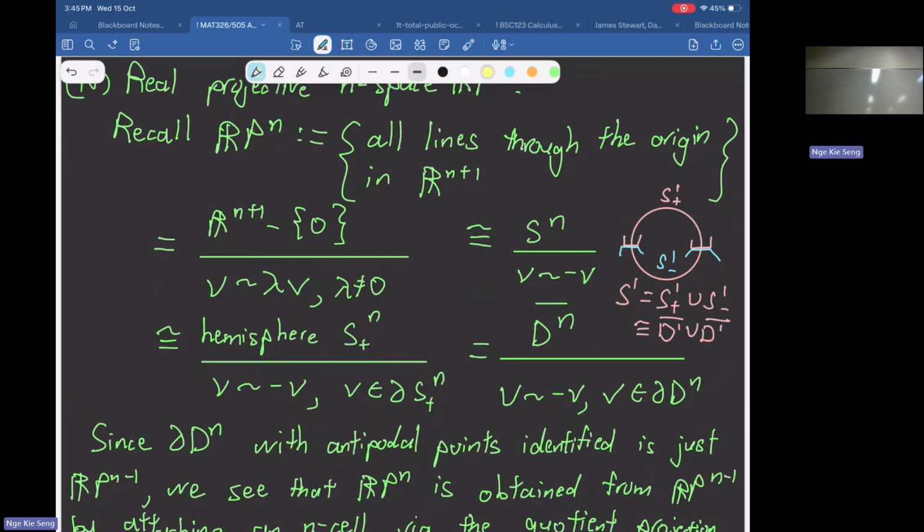So R^(n+1) minus 0 is homotopy equivalent to Sn. And once it is homotopy equivalent to Sn, then you are just identifying the antipodal points. Because you already make the whole line into 2 points, and then these 2 points have to be the same because you regard the line as one.